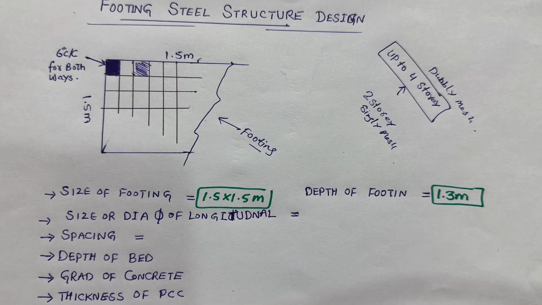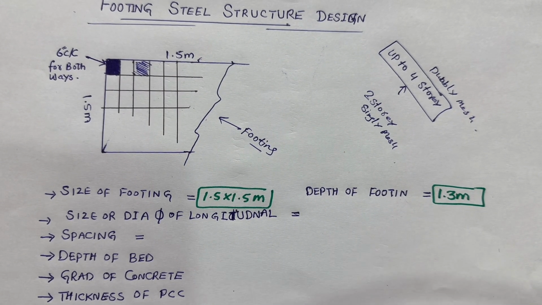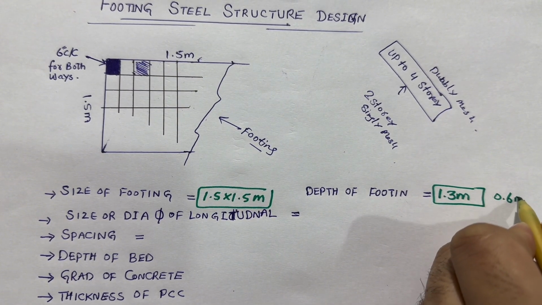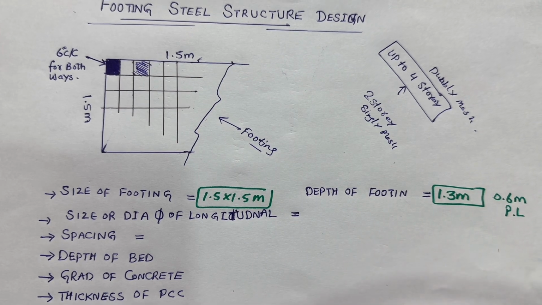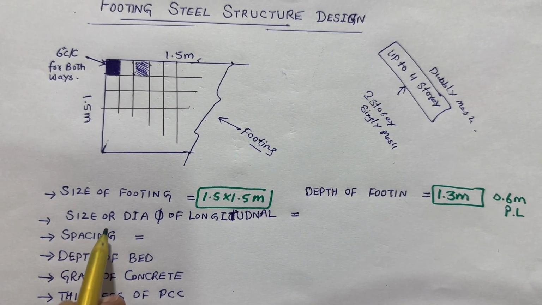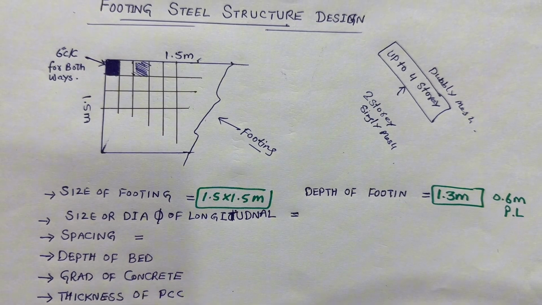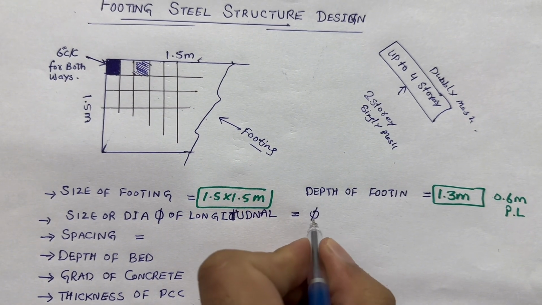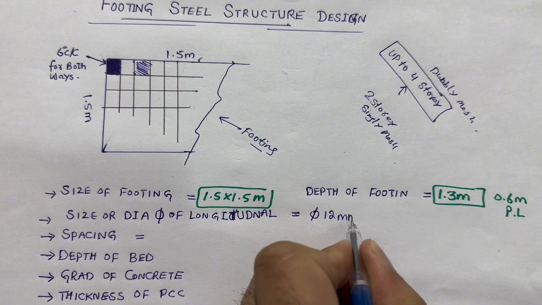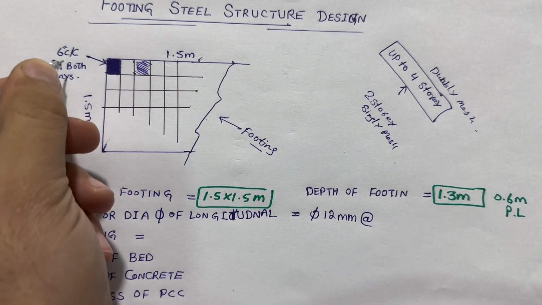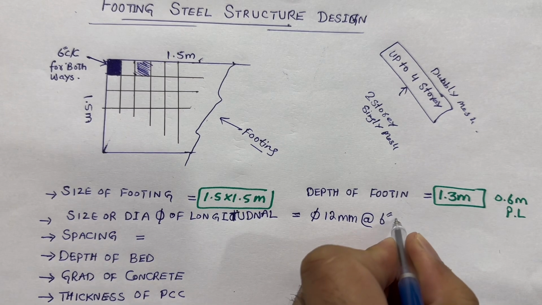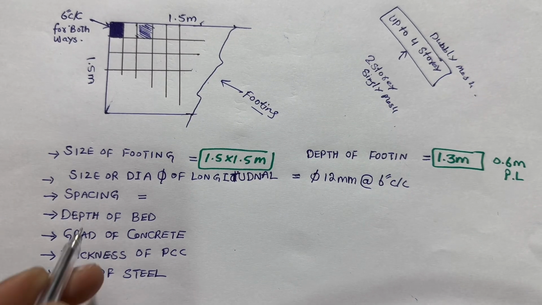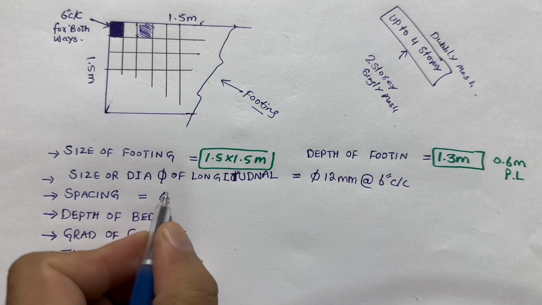Okay. And also you can include the plinth level. The plinth level normally you can keep up to 0.6 meter. Next, size or diameter of longitudinal bar. Use 12 millimeter diameter steel rod, with a spacing of 6 inches center to center, right?